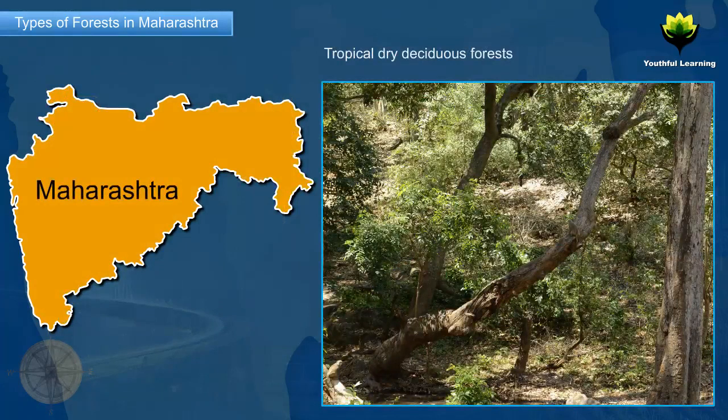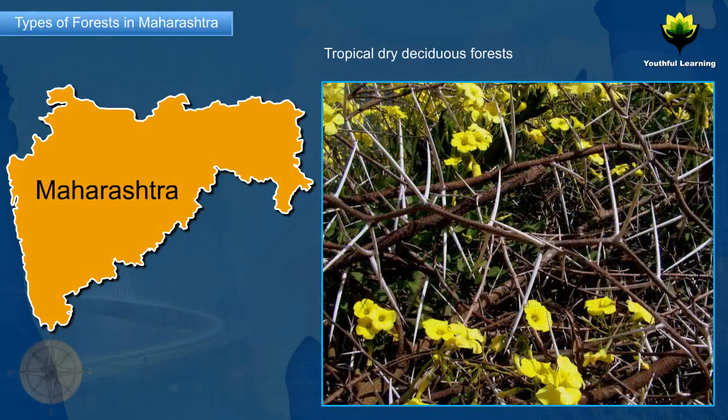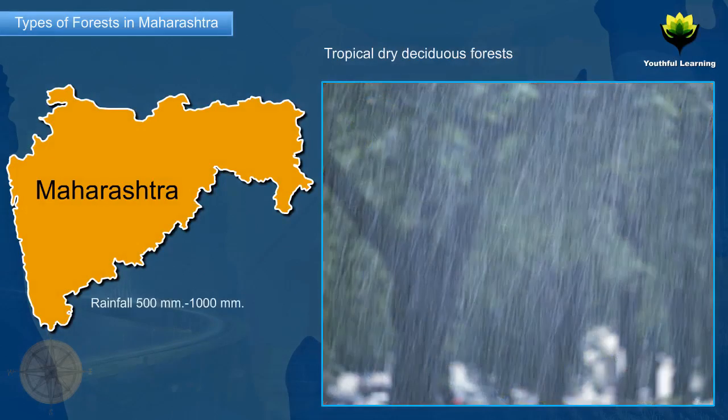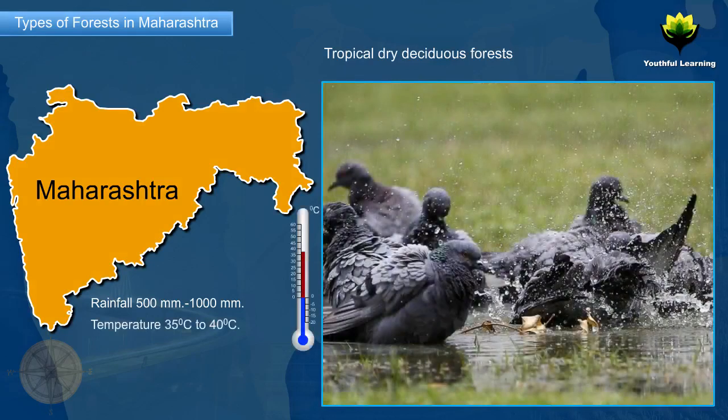Tropical dry deciduous forests. Tropical dry deciduous forests are short, shed their leaves in summer, and have thorns. It is found in areas where rainfall is between 500 millimeters and 1000 millimeters, and average annual temperature between 35 degrees centigrade to 40 degrees centigrade.